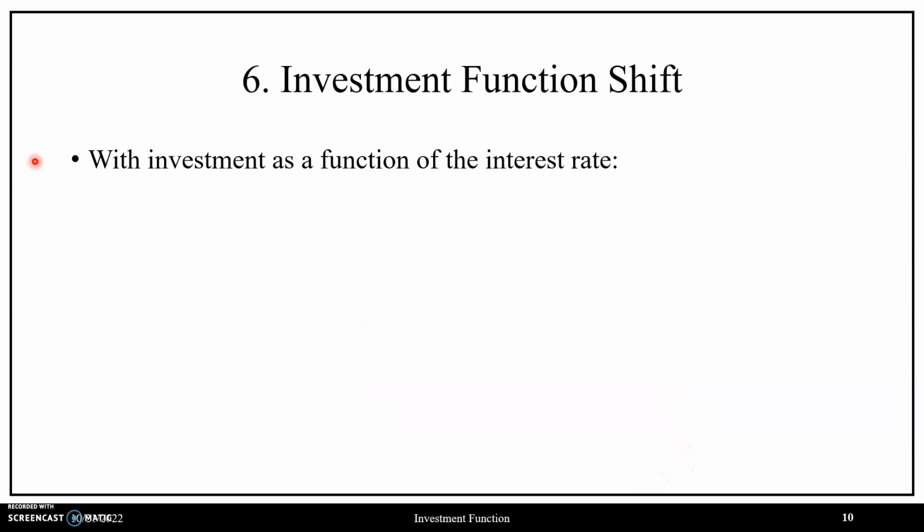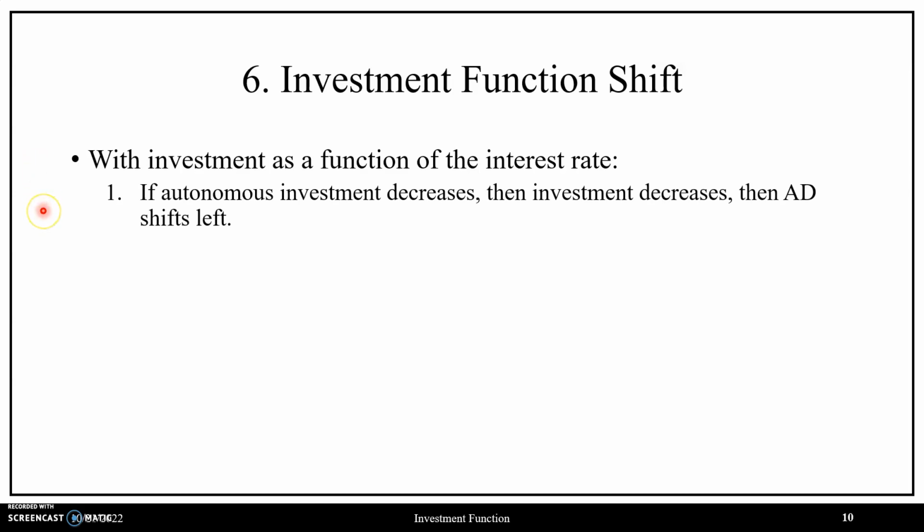So now moving to investment function shifts. Should there be a change in autonomous investment due to a change in expectation on future sales or due to a change in innovations, this would lead to a left or rightward shift of the investment function, corresponding to a decrease or increase in investment, leading to a change in aggregate demand as well.